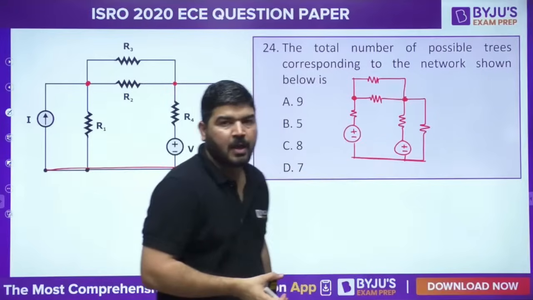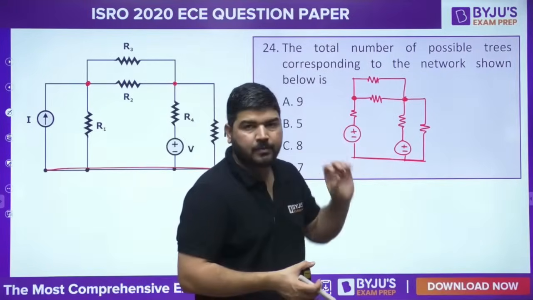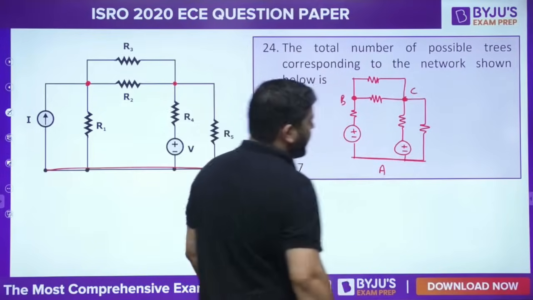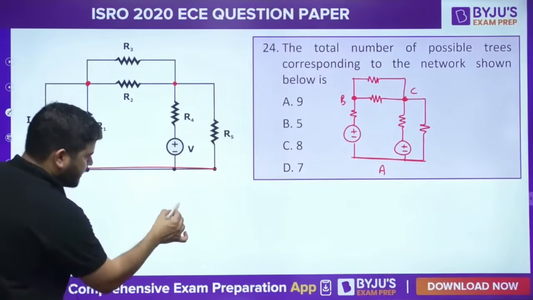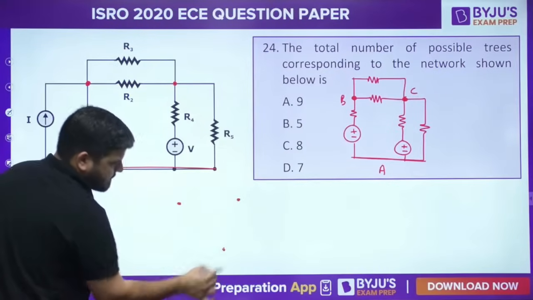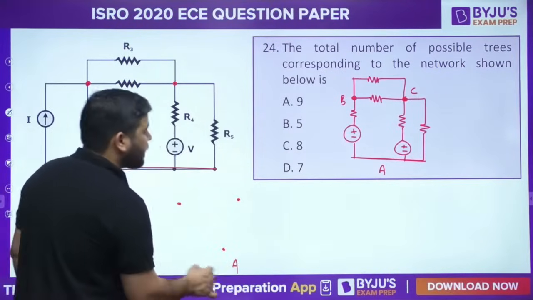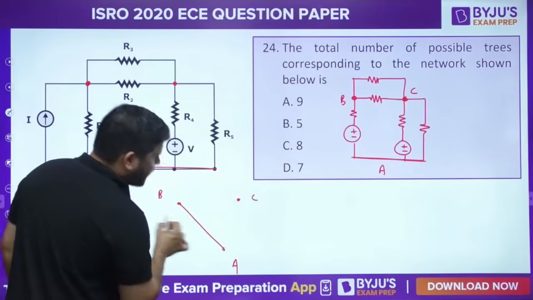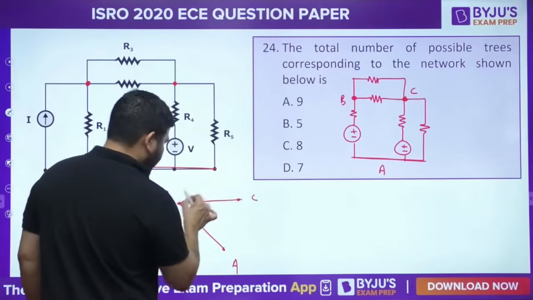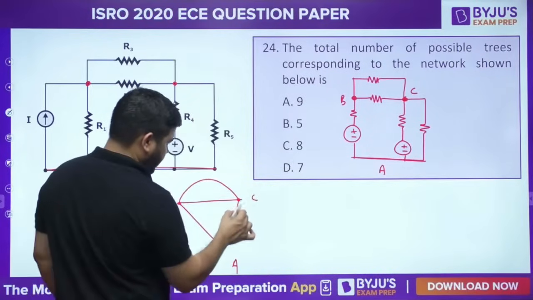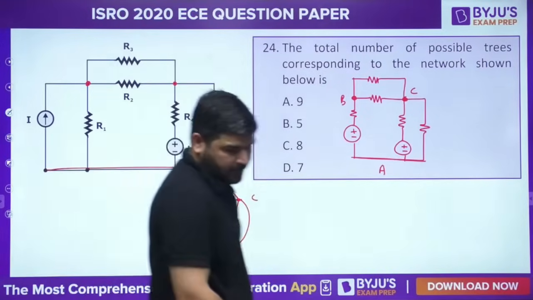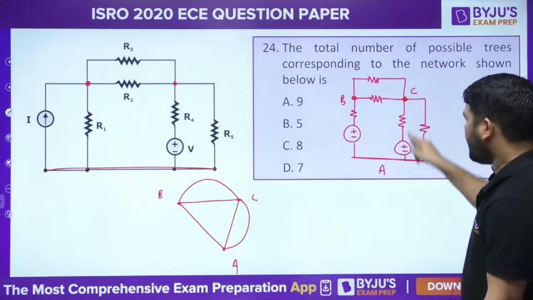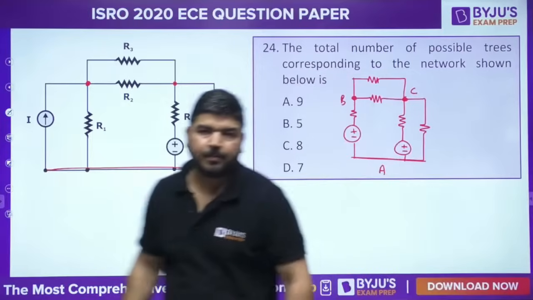Now what I can do is I can draw a graph. Let's call these junctions A, B, C. This lower point is A, this point is B, and this point is C. So now you can see that there is one branch connected here, one branch connected here, one branch connected here, one branch connected here. There is one more branch connected here between A and C. Okay, so I have drawn its graph.